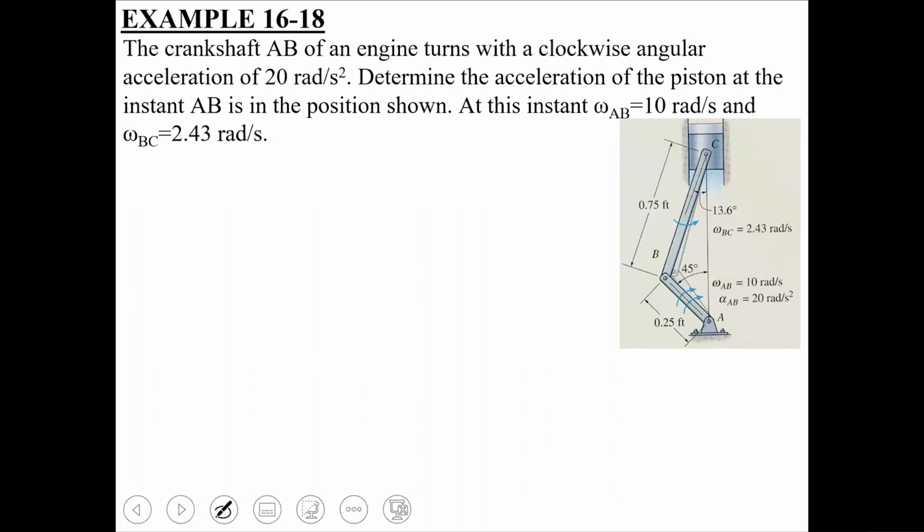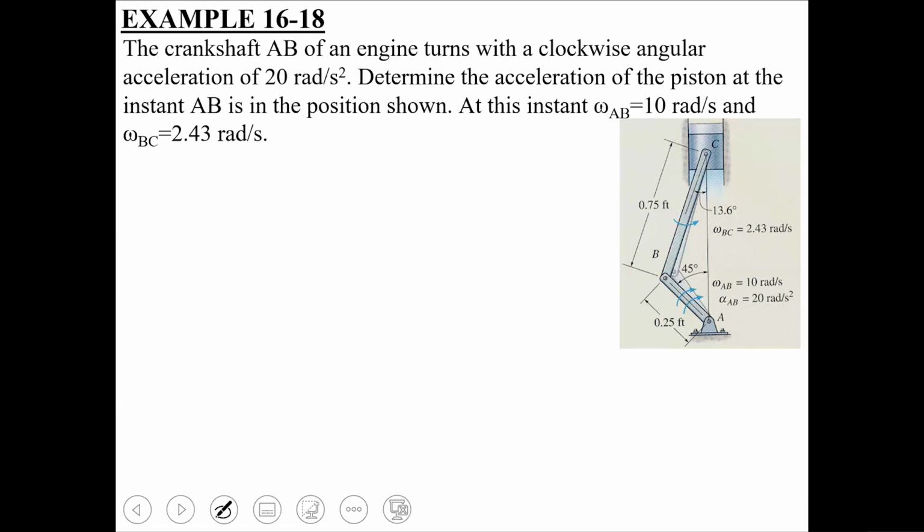So in this case AB is the crank which is rotating with the motion shown, that is omega AB given to you as 10 radians per second and alpha AB is given to you as 20 radians per second square, both in a clockwise direction.